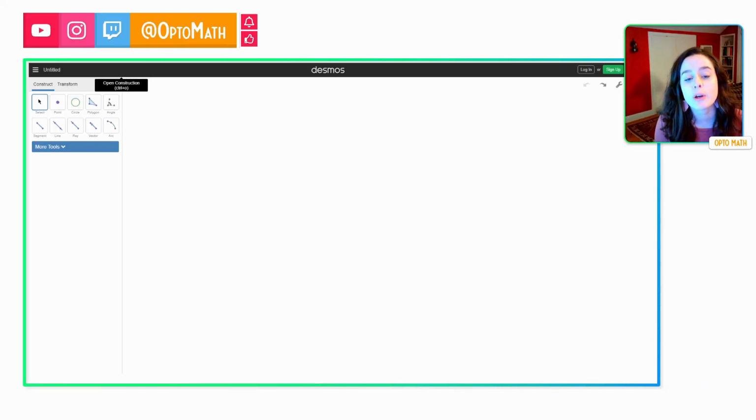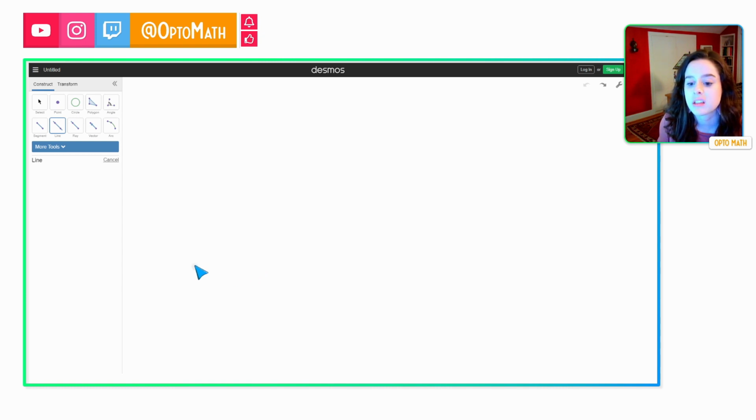Optimus! Today we're going to do a construction of perpendicular lines through a point not on the line. So we're given a line and a point, and we want to make a line perpendicular to the line through that point. If we want to do that, we have to start with a line. So just make a line.